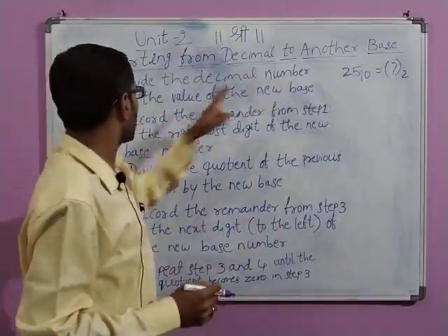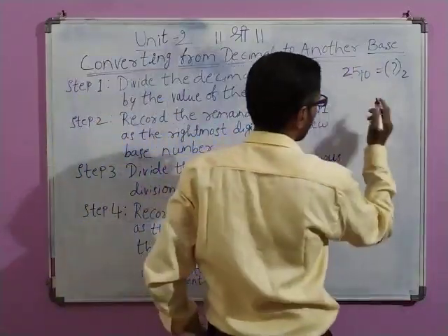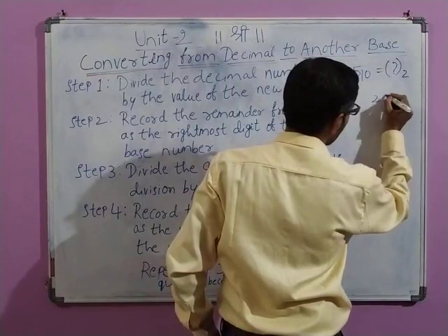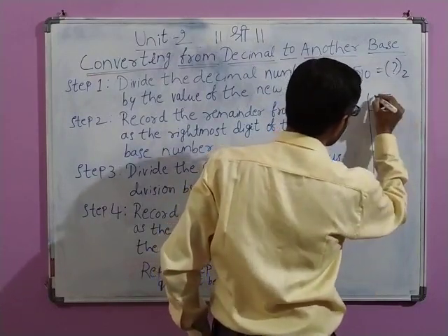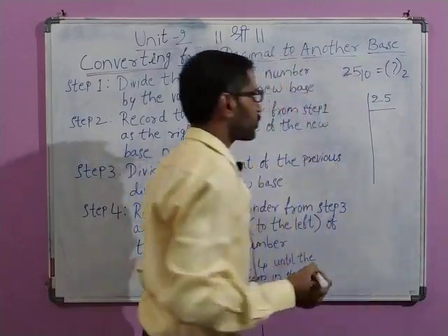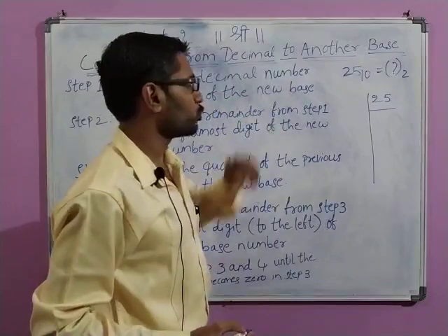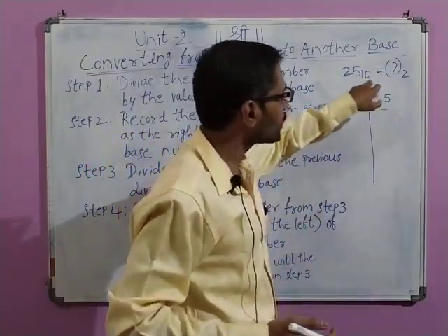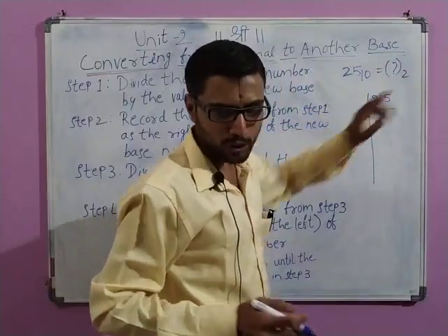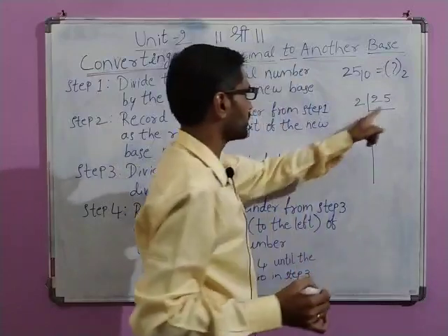Divide the decimal number by the value of the new base. So what is the number? The given number is 25. We need to put lines like this, so that it becomes easy for us. So what is the value of the new base? I want to convert it from decimal to binary. So I need to take this 2 as the new base, and I need to divide this.